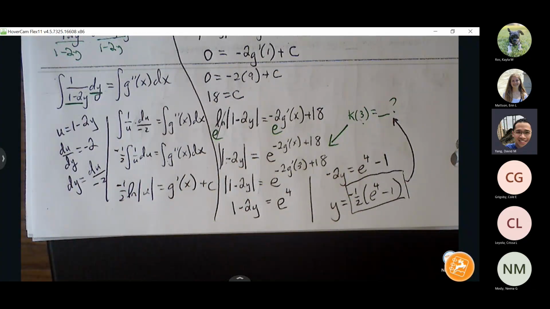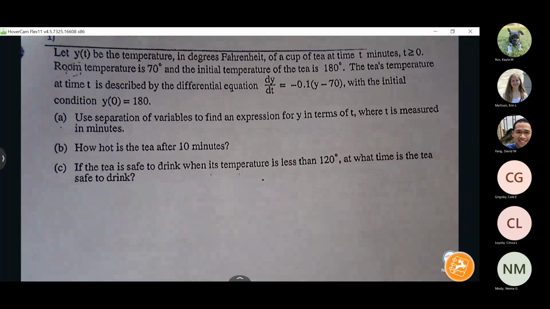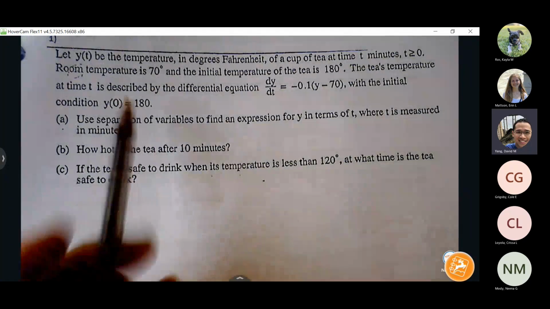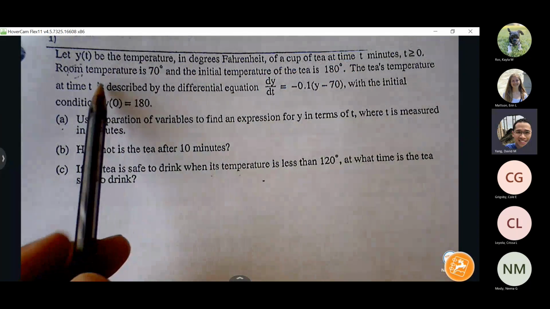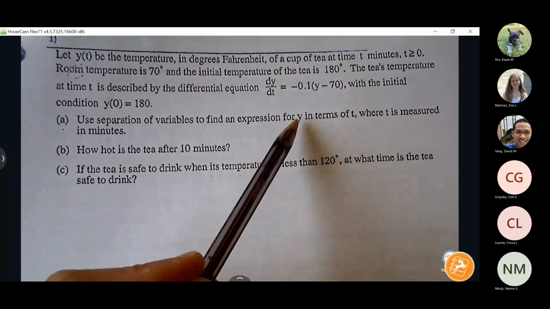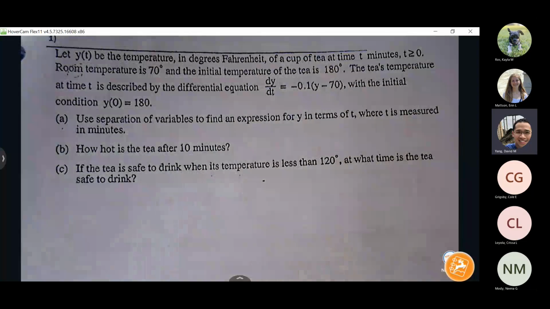Okay, page 25. All right, solving more differential equations. Let y of t be the temperature in degrees Fahrenheit of a cup of tea at time t minutes. Room temperature is 70 degrees. Initial temperature is 180. The room temperature, we don't have to worry about. It's kind of built into the equation here. The tea's temperature at time t is described by the differential equation with the initial condition y of 0 equals 180. Use separation of variables to find an expression for y of t.